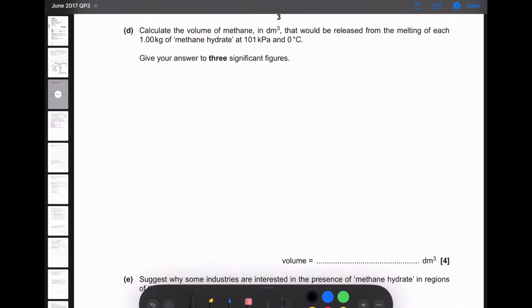Calculate the volume of methane in decimeters cubed that would be released from the melting of each 1 kilogram of methane hydrate at 101 kilopascals and 0 degrees Celsius. So we've got pressure, we've got temperature, we've got volume, well, we're finding volume, and we've got a mass. So what are we going to do? We're going to do our PV equals nRT. So first of all, we've got to convert T.